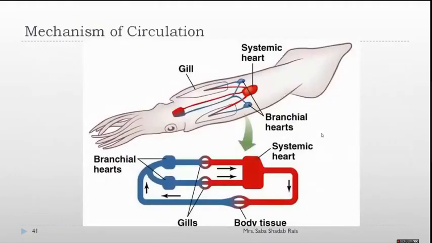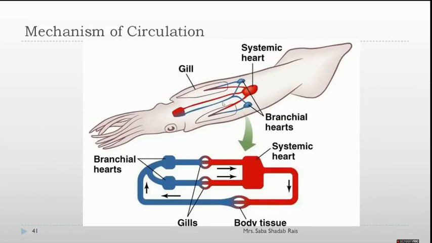So let us discuss in short. The systemic heart is present, and the branchial heart is present. I cannot make it transparent, so that is why I have used red and blue color. Now see, these are your branchial hearts, you can see very well. So what is happening in your systemic heart? Now we have learned that the systemic heart has oxygenated blood.